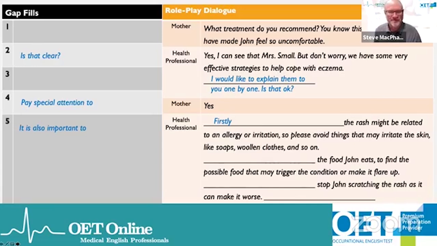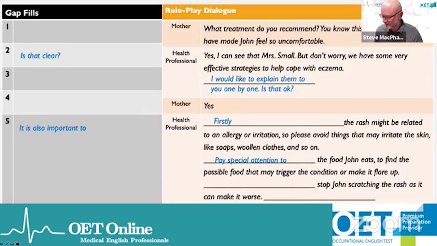Yep, we've got the first one, number one, we've used. And now we're going to use, it's either going to be 4 or 5, isn't it? Number 4 says, correct. Pay special attention to the food John eats to find out the possible food that may trigger the condition or make it flare up.